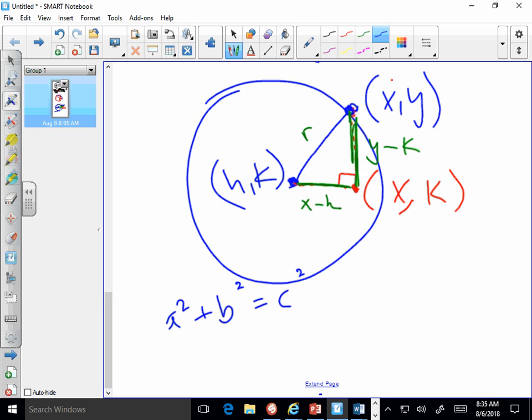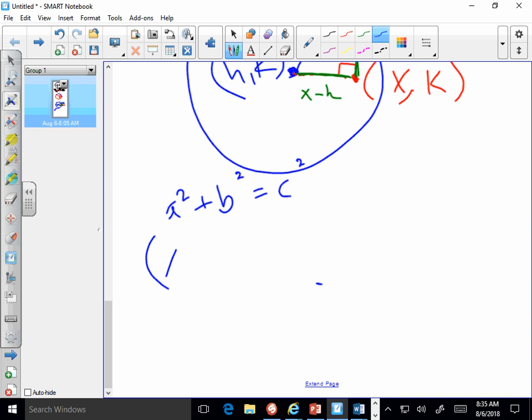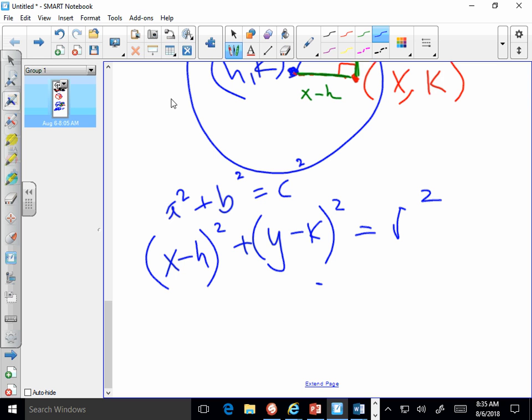So in our problem, this looks like x minus h squared plus y minus k squared equals r squared. Any questions about that equation? It comes right from the Pythagorean theorem. It's a rewritten version of the distance formula, which also comes from the Pythagorean theorem. Half your homework tonight is about circles. We're going to be working with this formula a bunch in class today. So don't lose that. You just fought really hard to get that.